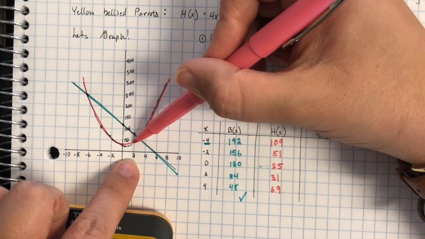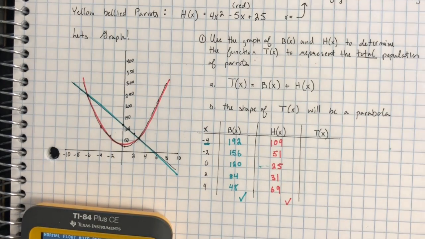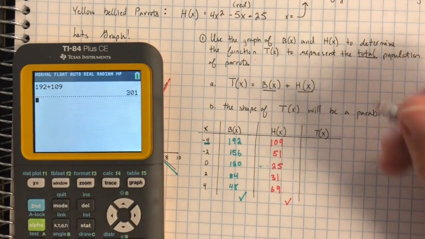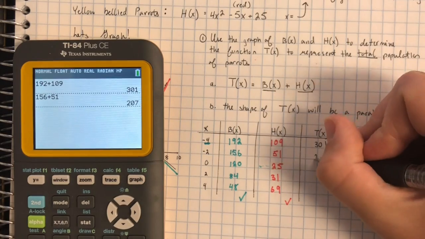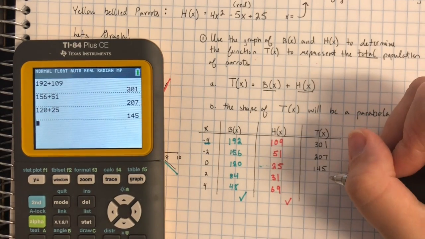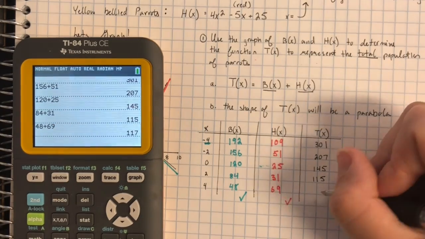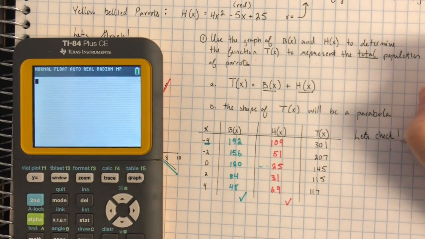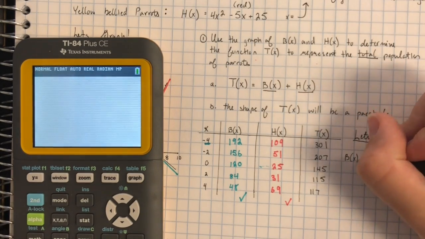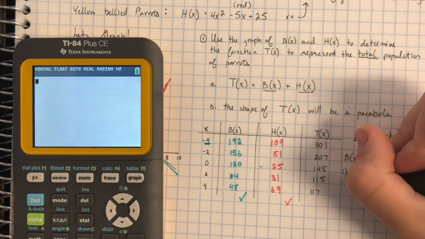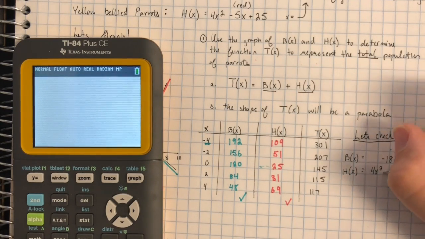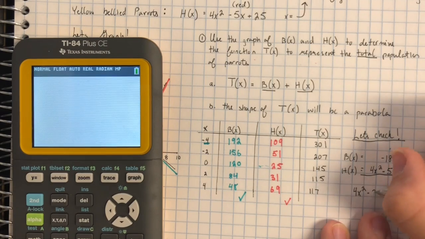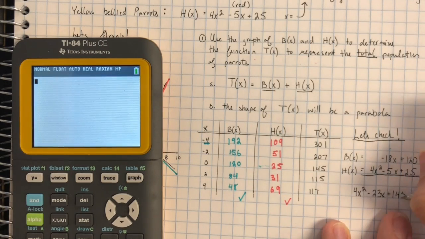In terms of the total population of parrots, I want to make sure that adding those two functions together is going to get me my third data set. So I'm just putting 192 plus 109, 156 plus 51, and I'm filling in that total function. If I added together my two functions, b of x and h of x, the substitution of those variables should come out to be what I calculated just by adding together my two functions.